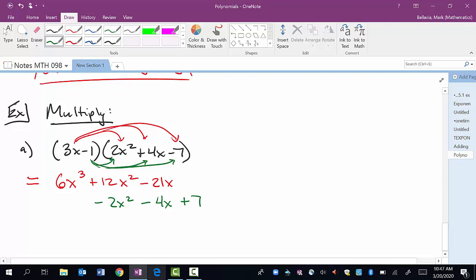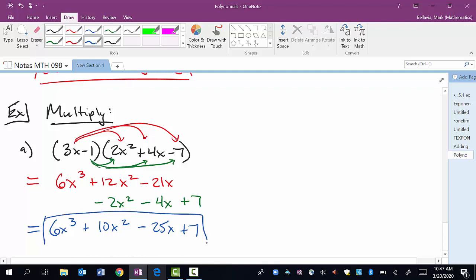So then once you're here, to combine like terms, I've organized them in a way where the like terms are already lined up. If you had written in a straight line, you still combine like terms like you normally would. So in descending order, we have 6x to the third. Positive 12x minus 2x is still positive 10x squared, right? So 12x squared minus 2x squared is a positive 10x squared. Negative 21x minus 4x is negative 25x. And then positive 7 just stays positive 7. None of these are like terms, so you just keep it as is.